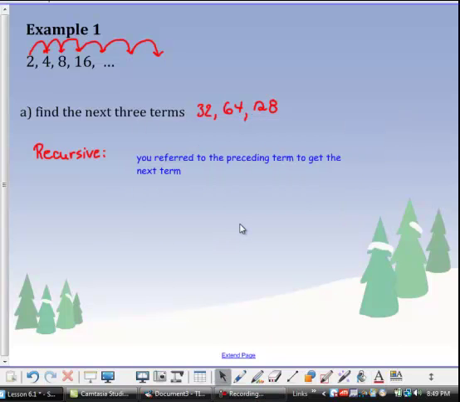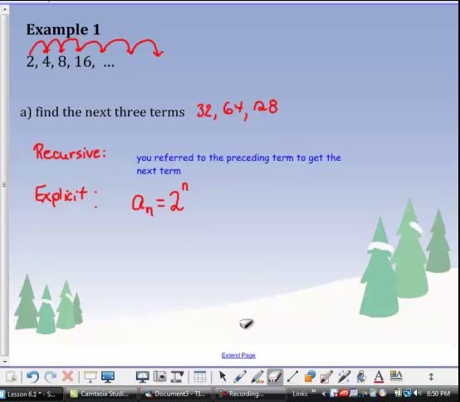Explicit. So explicit means you don't have to refer to the term before it. You can go right to the term and get it. Now that's the hard part. That's what you're going to deal with in section 6.3 or 4, I believe, where you have to figure out a formula for the sequence. Well, I'll tell you what the formula for this sequence is. The formula for this sequence is any term can be found by taking the number 2 and raising it to its term place.